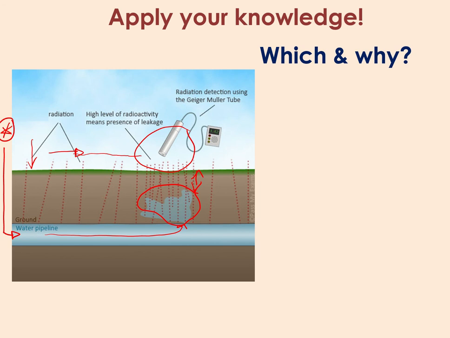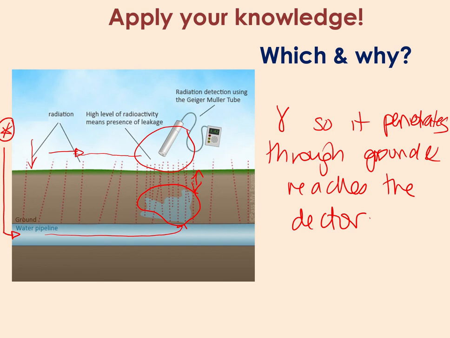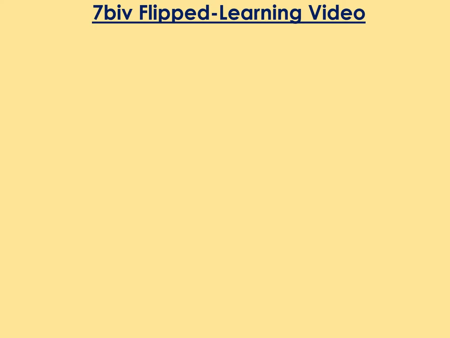So, which type of radiation and why? Well, if you use alpha, the radiation won't get out to the surface. If you use beta, it probably still won't get out to the surface. So in this one, it has to be gamma. Okay, so we're going to use gamma so it penetrates through the ground and reaches the detector. Okie dokes, so that is, I think, the last little one.